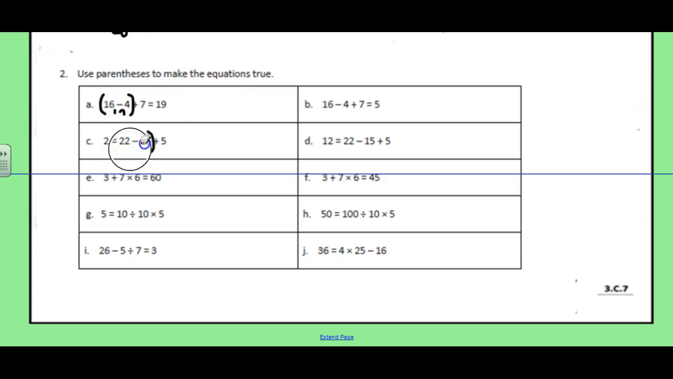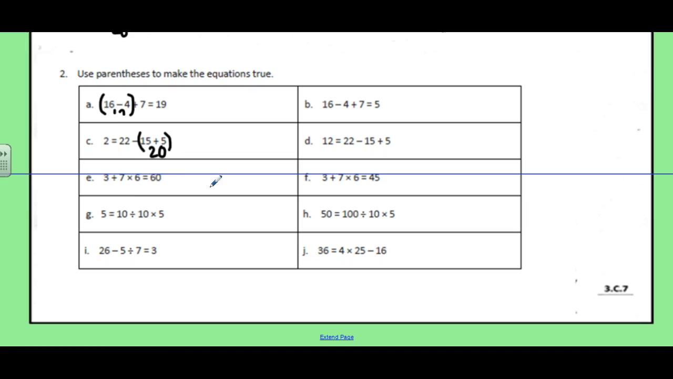So we're going to have to erase that, and we're going to have to change our parentheses to go around 15 plus 5. So figure out what 15 plus 5 is, and then I want you to subtract that number from 22. So I know that 15 plus 5 is 20. So when I take 22 minus 20, that does leave me with 2. So now I have my parentheses in the right spot.